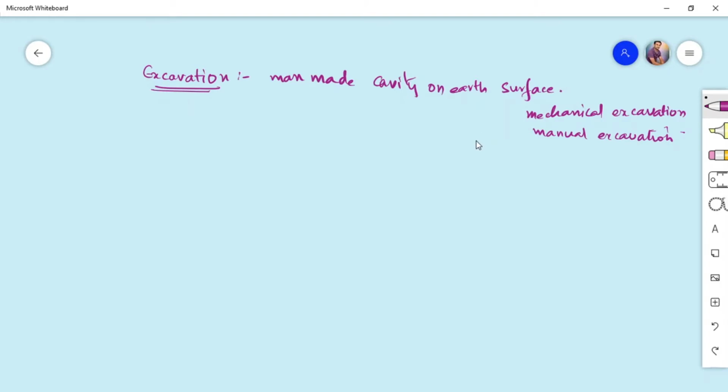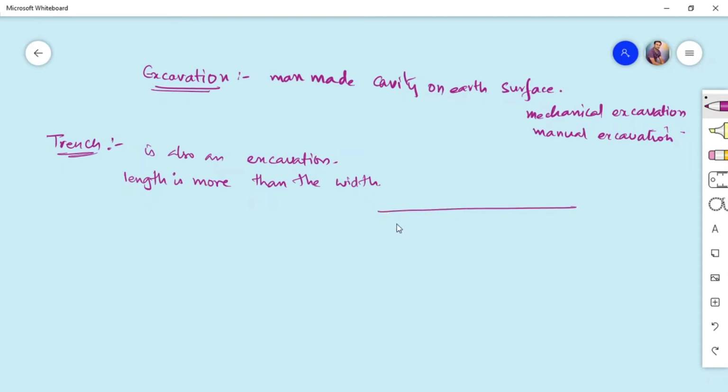Now we can differentiate excavation from trench. Excavation is a huge cavity made on earth surface, whereas in a trench the length is more than the width. Even the trench is also an excavation, but the length is more than the width. If you are making tunnels, digging for a drainage system, or cable laying, we have to dig trenches.